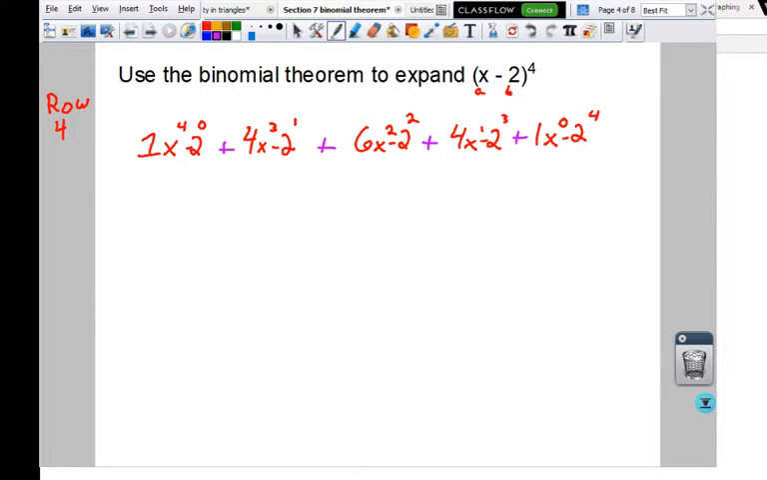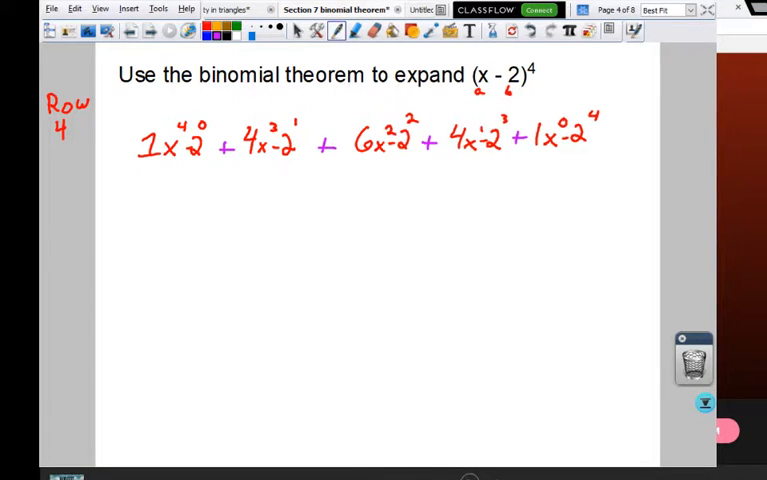Anything to the 0 power is 1. I just did that last year. All right, everybody got this down so far? Devin, you got this down? Yeah. Okay. So what we're going to do is we've got this mostly done, but we have to go through and simplify.